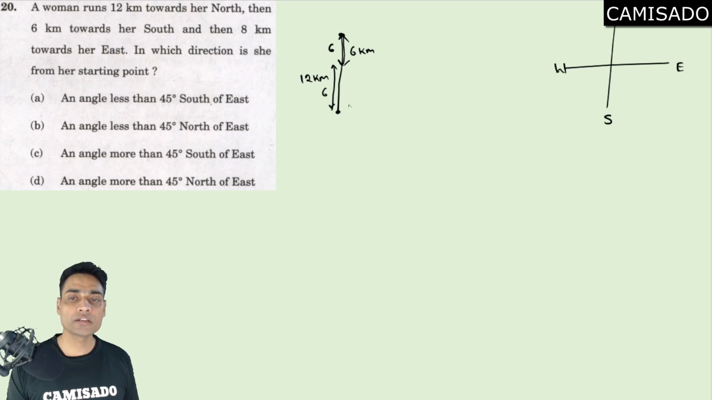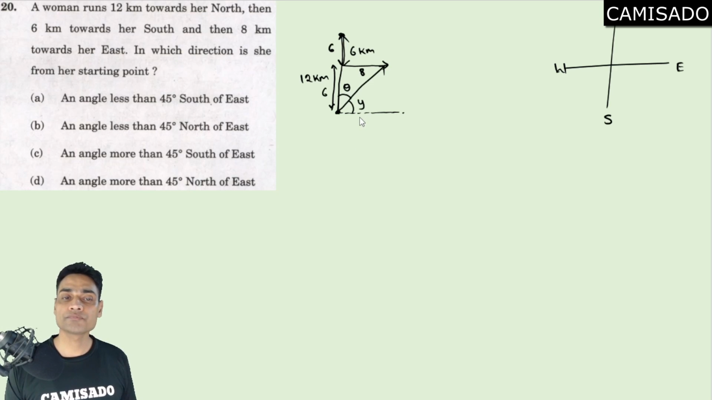And then 8 kilometers towards east. So this point is 8 kilometers towards east. Fine. In which direction is she from her starting point? The starting point is this one, and this is the direction. Now what we can see here is this angle is suppose y, and this angle is suppose theta.